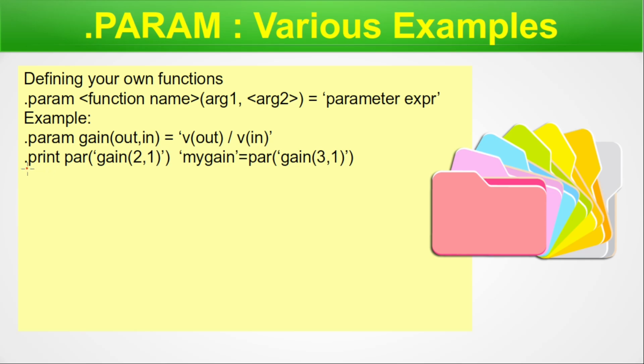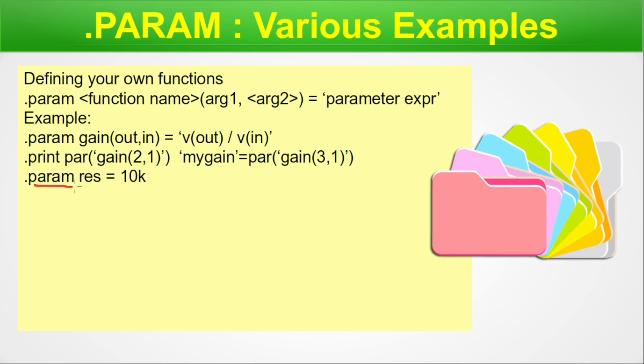Next, we have a print statement. Inside that we are using this particular gain. We are printing the parameter, right? And we are using the gain, right? And again we are writing my gain is equal to parameter, then again gain 31. So this way we can use it.